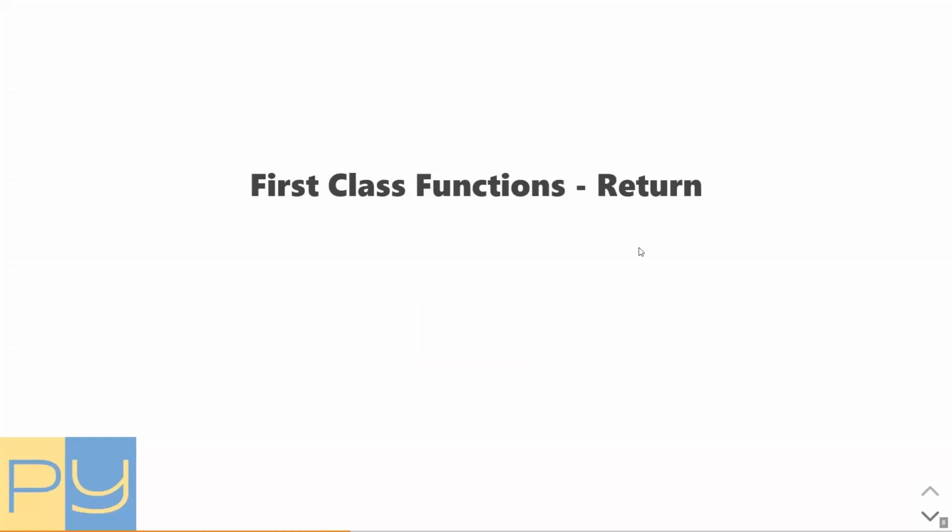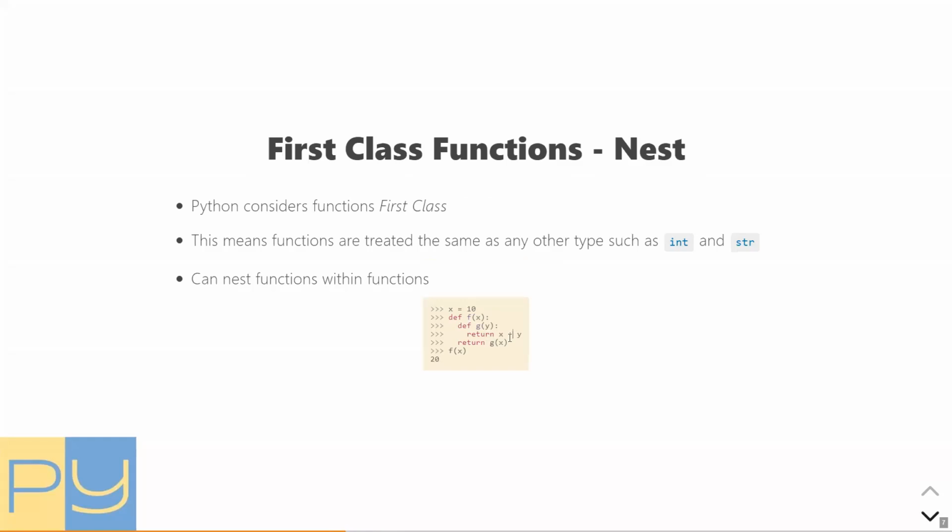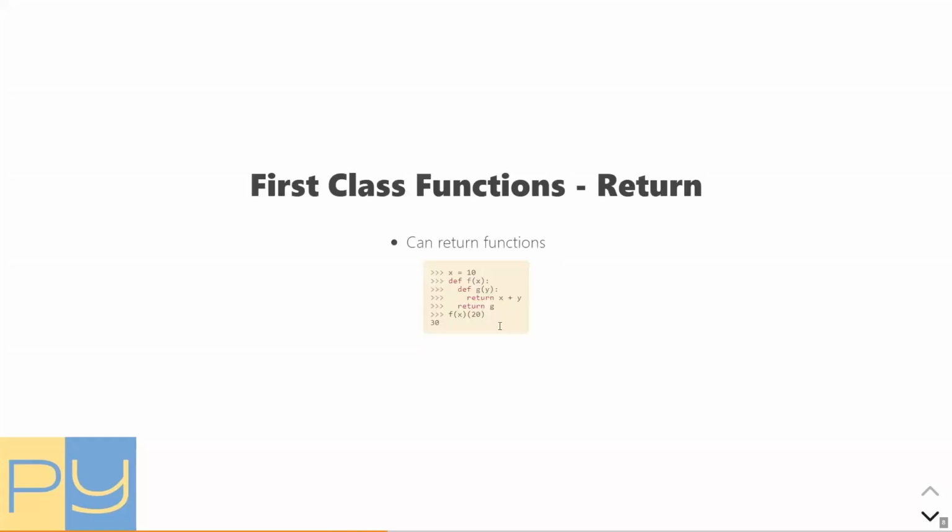The next thing we can do with first-class functions is return functions. This, like I said, is very similar to the previous one, but now rather than returning g of y, which is what we did in the previous example, as you recall, we're going to return just the function g. Okay, so once again, let's flip back to our code and see exactly what's going on when we do something like this.